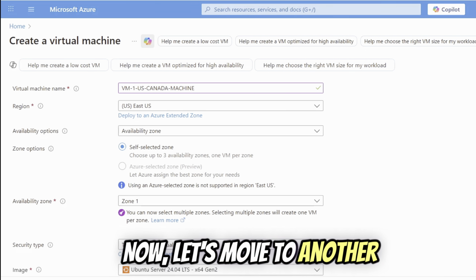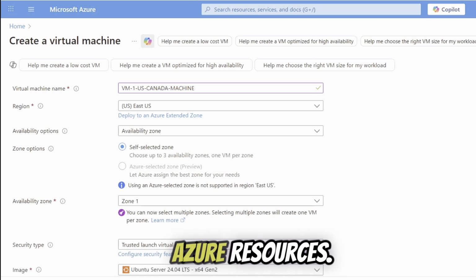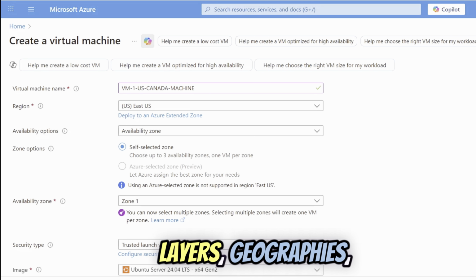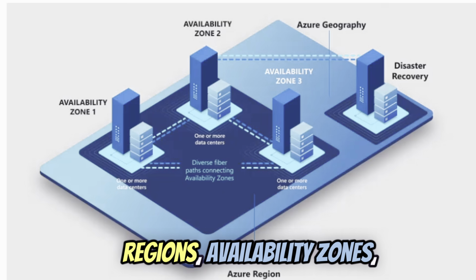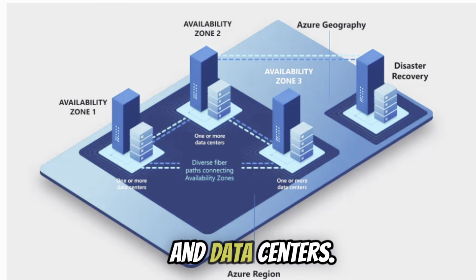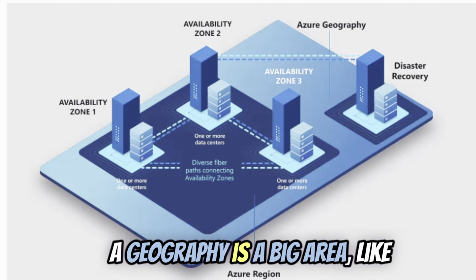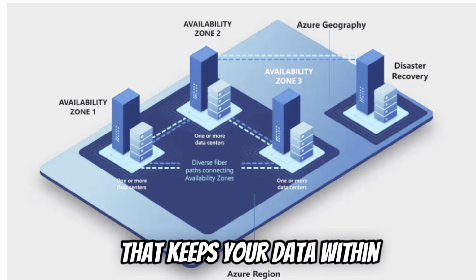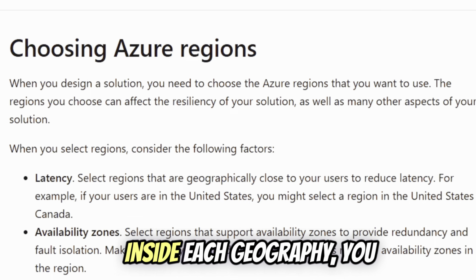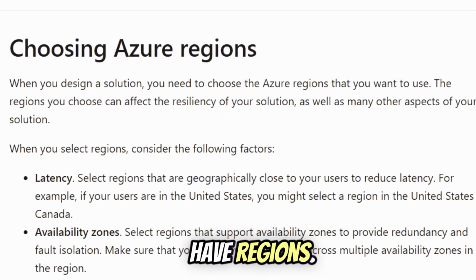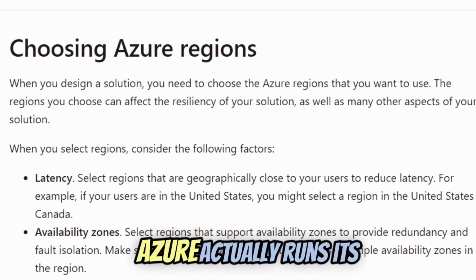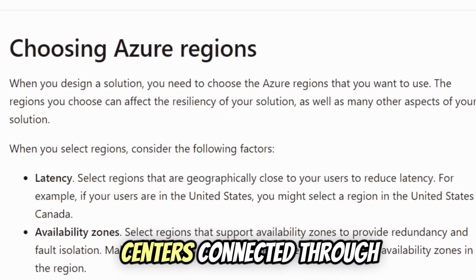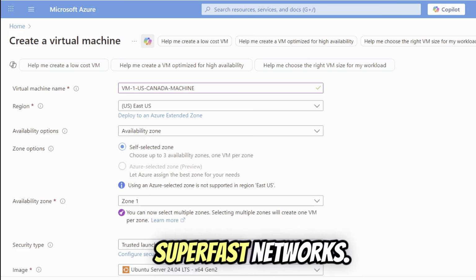Now let's move to another important topic, location of Azure resources. Azure's global setup is built in layers: geographies, regions, availability zones, and data centers. A geography is a big area, like the US or Europe, that keeps your data within legal boundaries. Inside each geography, you have regions. These are locations where Azure actually runs its services, powered by multiple data centers connected through super-fast networks.